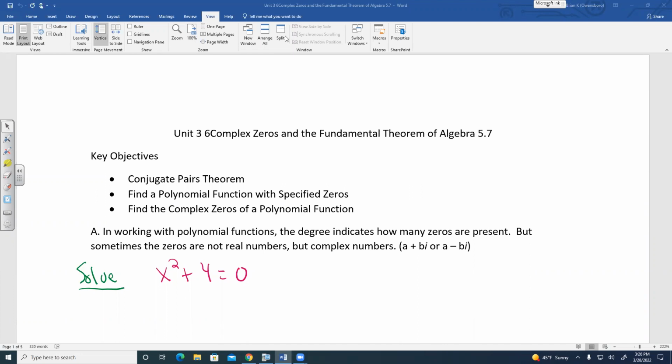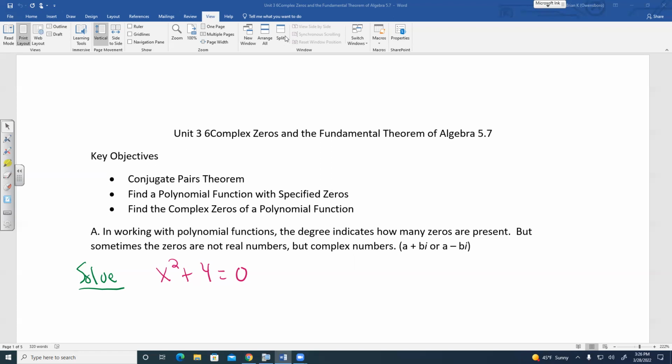Some of the key objectives we're going to talk about is conjugate pairs theorem. We talked about the conjugate earlier in Unit 2, I believe it was, working with quadratics. So we'll talk a little bit more about the conjugate pairs theorem today as well, a little bit different. We're going to find a polynomial function with specified zeros. So we're going to do that today. And we're going to find the complex zeros of a polynomial function.